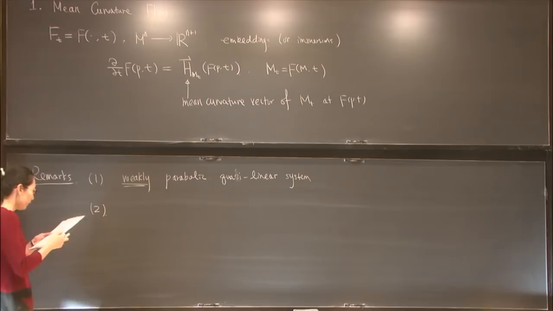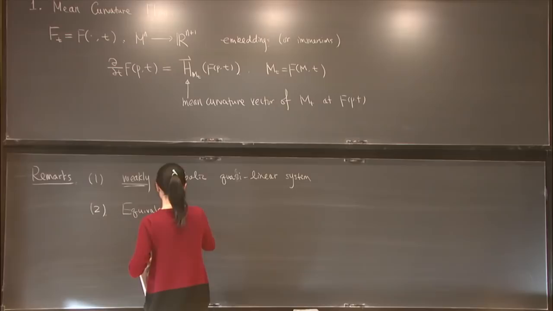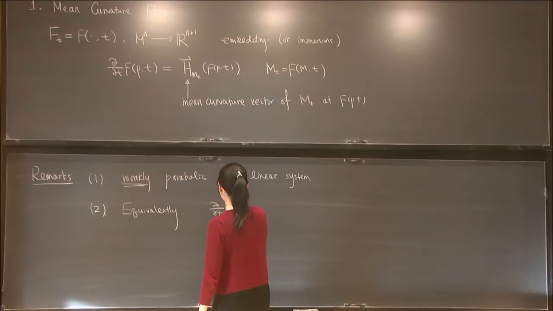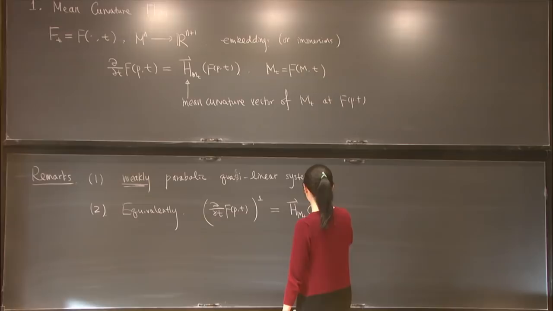Second, there is an equivalent definition for mean curvature flow. Here we require that the velocity of these embeddings is given precisely by the mean curvature vector. But indeed, if we just keep track of the image of the embedding, M_t, you may allow some tangential diffeomorphism. Then you can define the mean curvature flow in the following way. Instead of requiring this, you require the normal part of the velocity to be equal to the mean curvature vector.